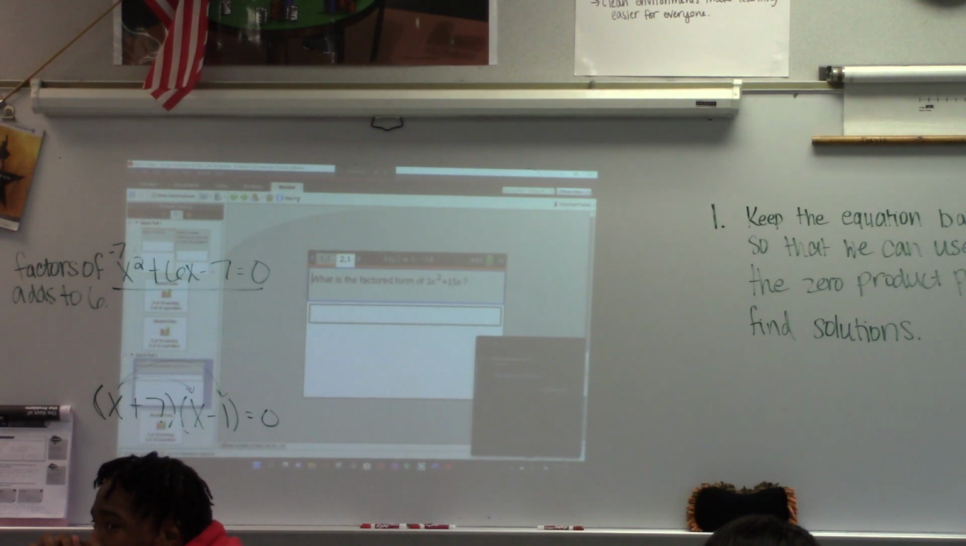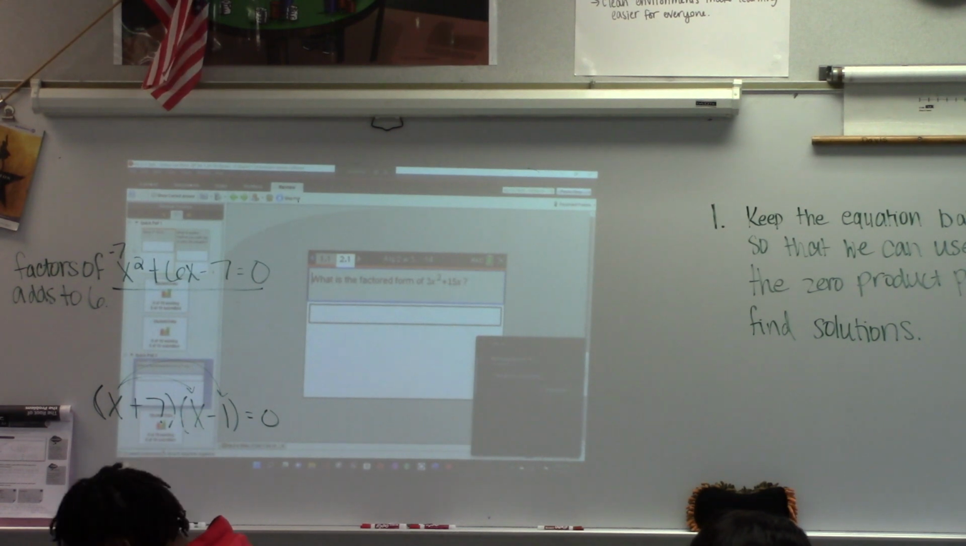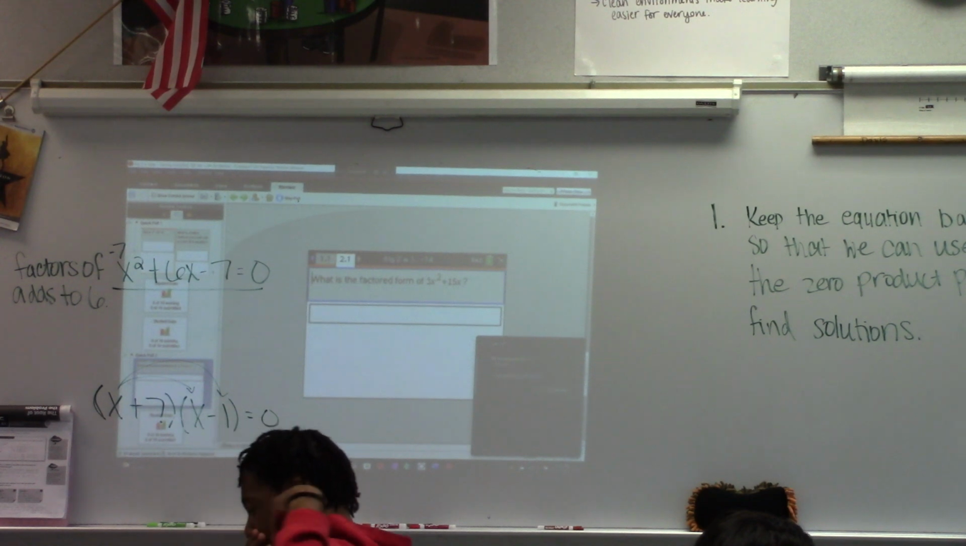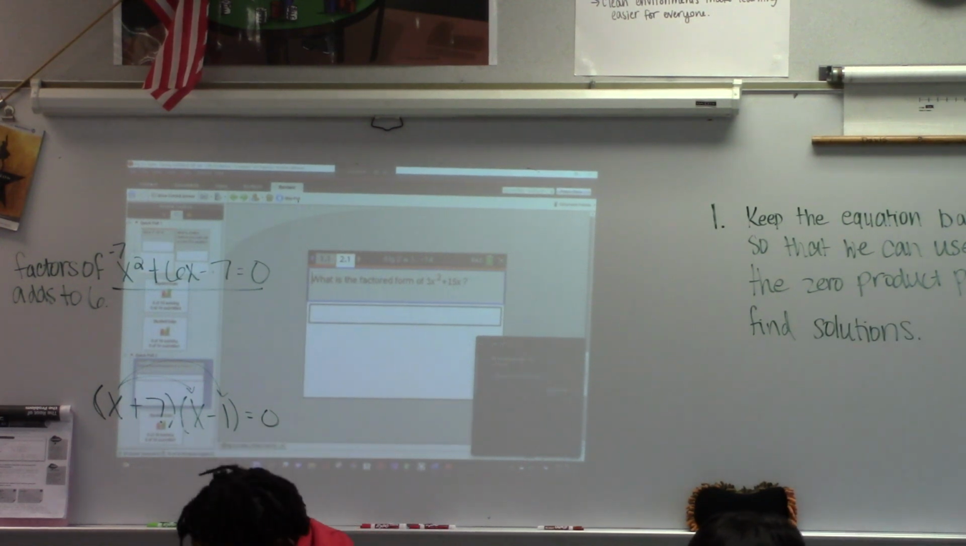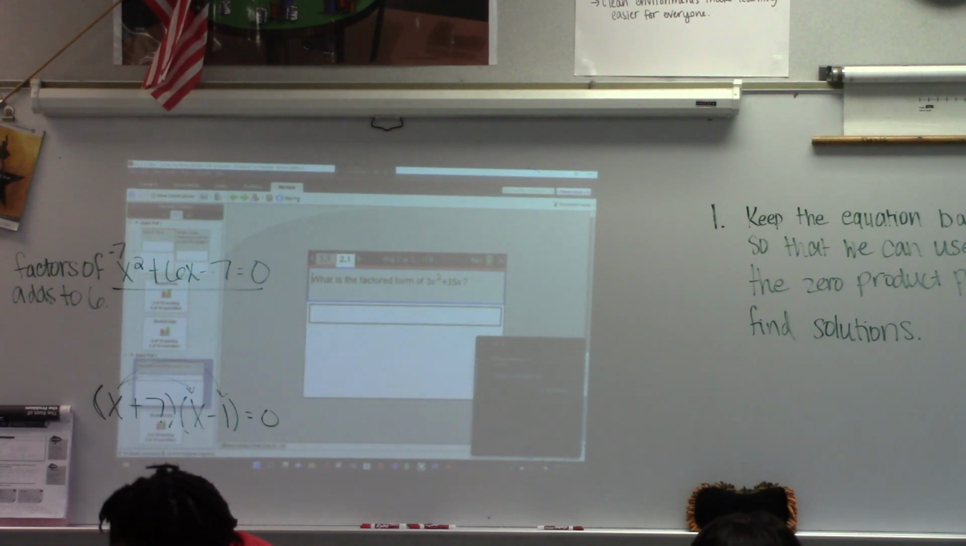Don't mind me. Okay, do y'all have this on your calculator? Sorry. Okay, so just focusing on factoring. Oh, sorry, let me make this screen bigger.